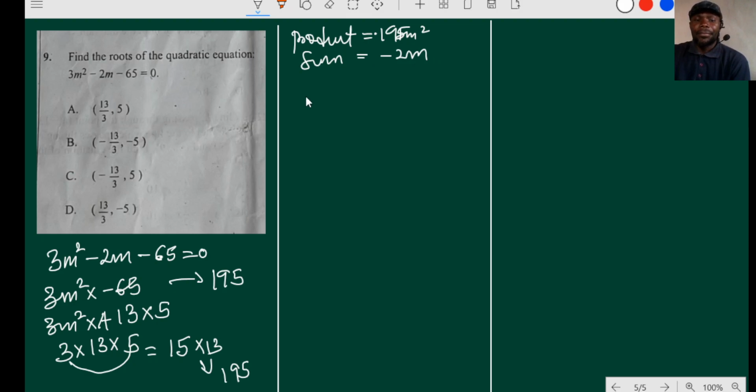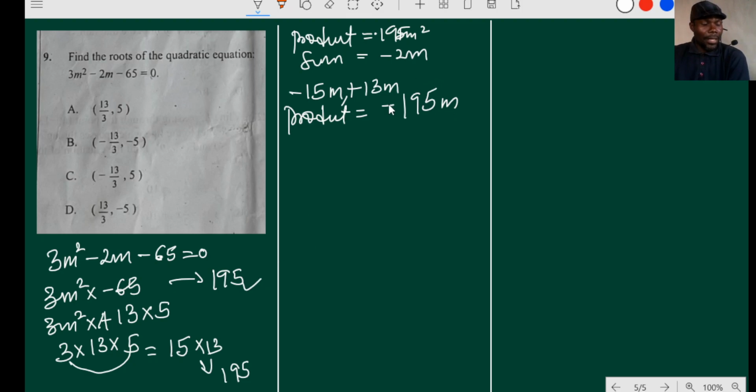So by the time we have minus 15m plus 13m, the product, by the time you multiply the two, the product will give you minus 195m squared, which obeys this. So by the time you add up together, that is the sum. The sum will give you minus 15m plus 13m to give you minus 2m. So that is how to prove a quadratic equation.